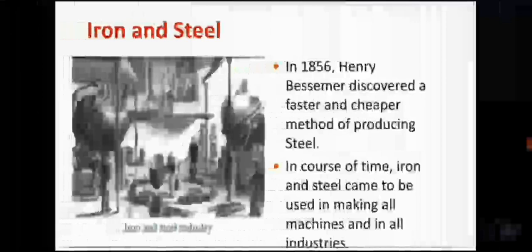Iron and steel industry. This is an important industry to develop the Industrial Revolution throughout the world. The rolling mill, the machine for rolling steel or any other metal into sheets, proved to be 15 times faster than hammering wrought iron. In 1856, Henry Bessemer discovered a faster and cheaper method of producing steel. In course of time, iron and steel came to be used in making all machines and in all industries.